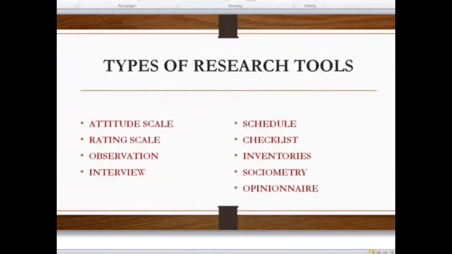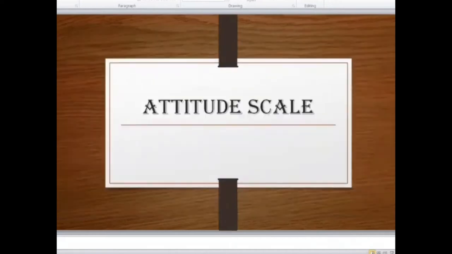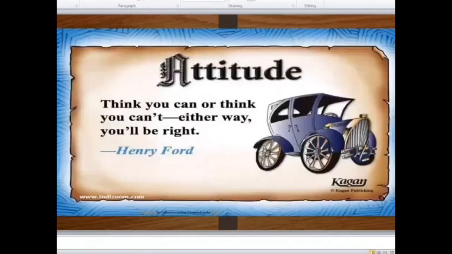Now we can skip into the types of research tools. What are the types of research tools? I have mentioned some of the research tools here, namely attitude scale, rating scale, observation, interview, schedule, checklist, inventory, sociometry, opinioner, and so on. Now we shall discuss this one by one. First one is attitude scale. I think you might have heard this attitude scale.